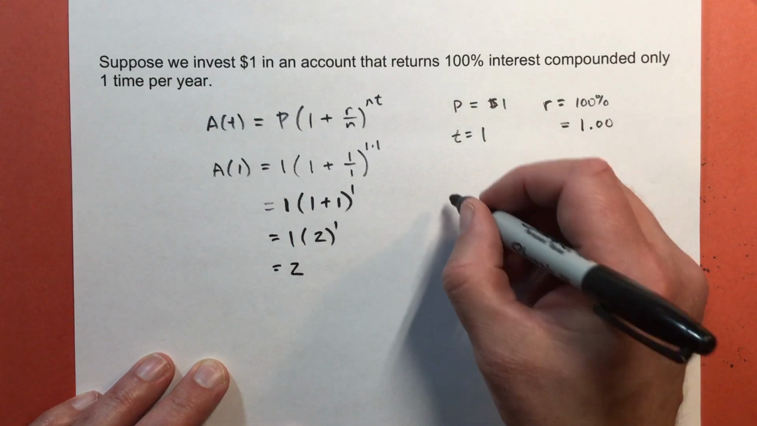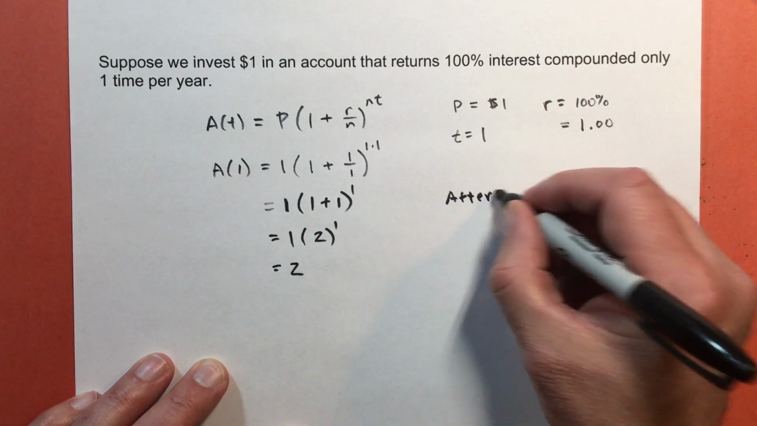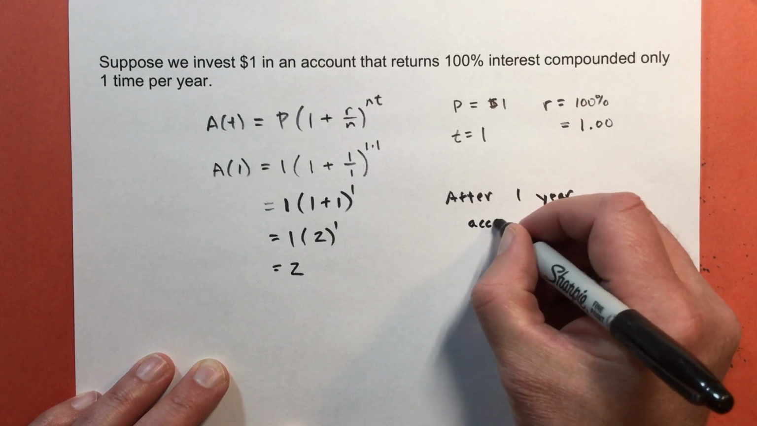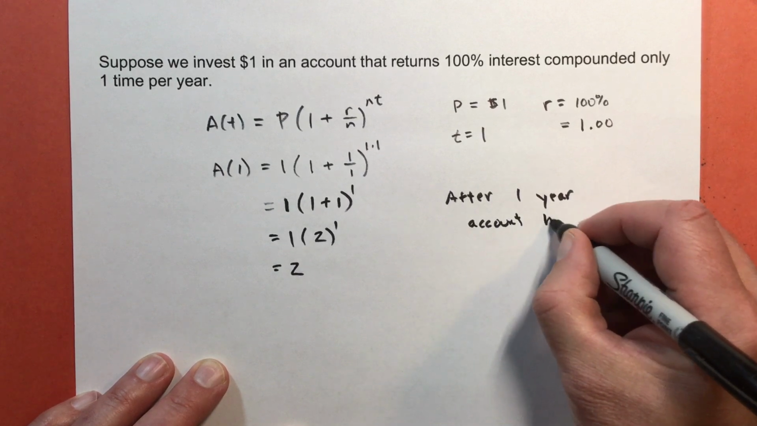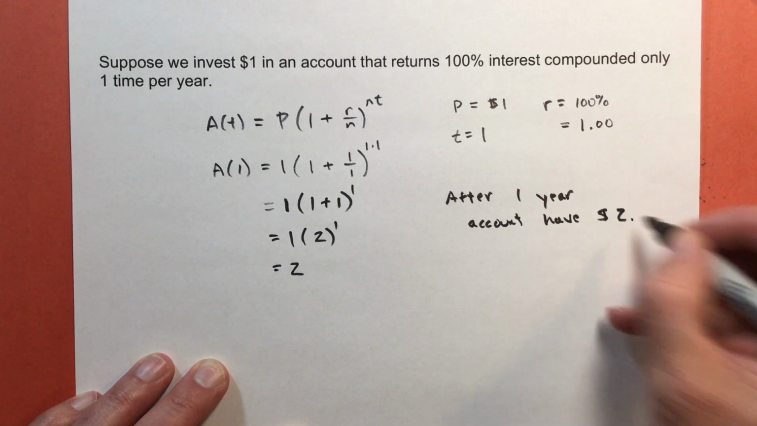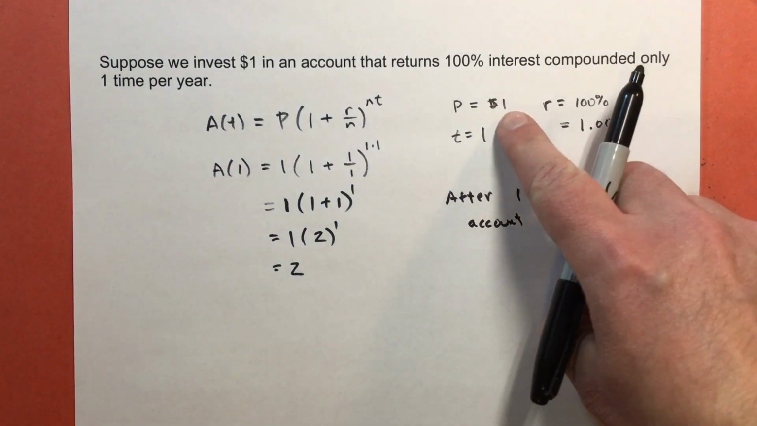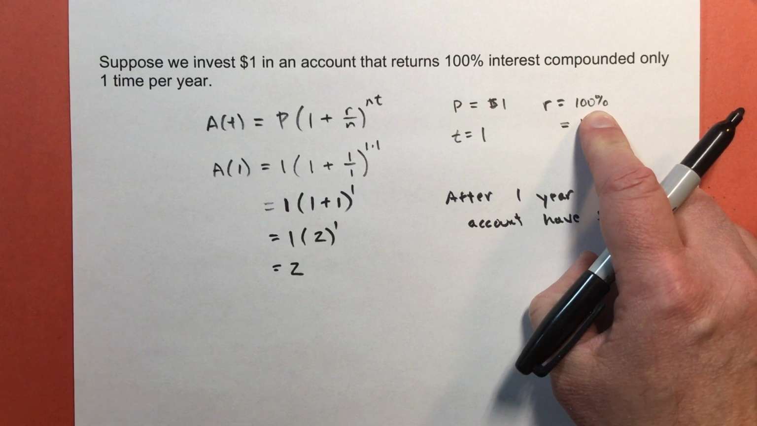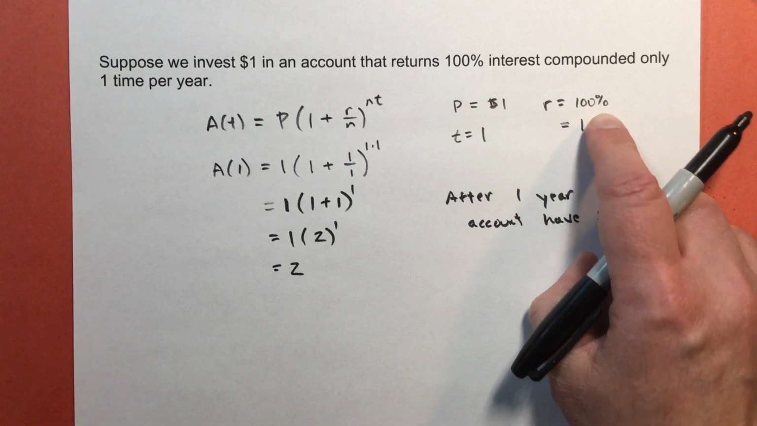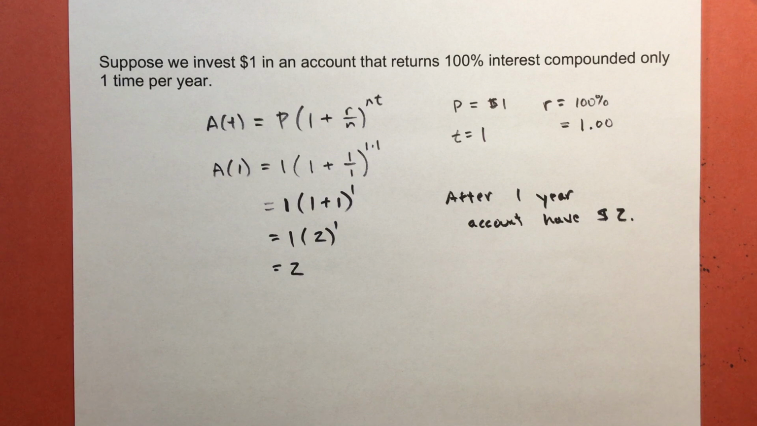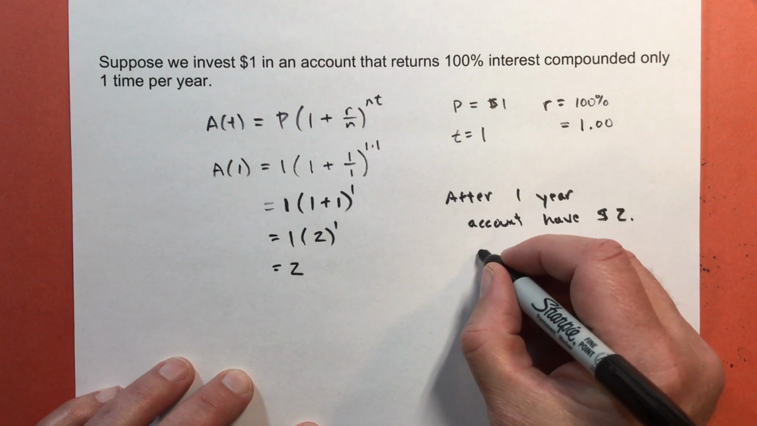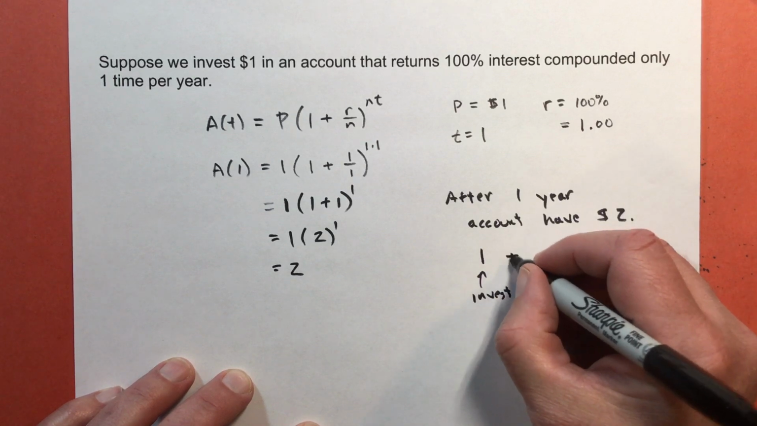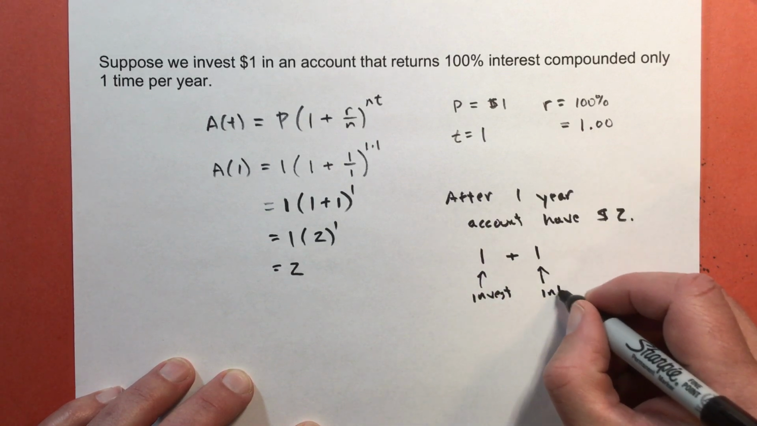So what this means is that after you wait 1 year, the account that you put it in is going to have $2. So you put $1 into the account, you got 100% of the principal back, I should say, excuse me. 100% of 1 is $1. So this really means that you invested $1 and you got $1 interest.